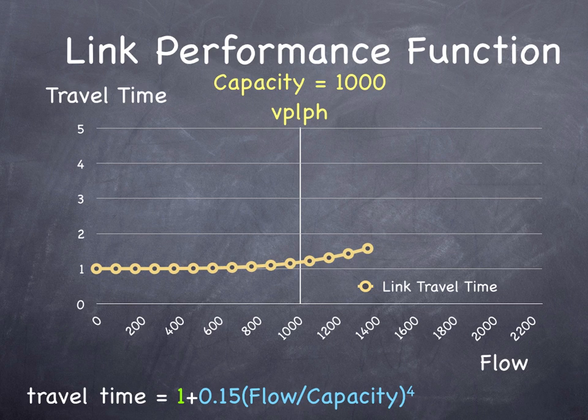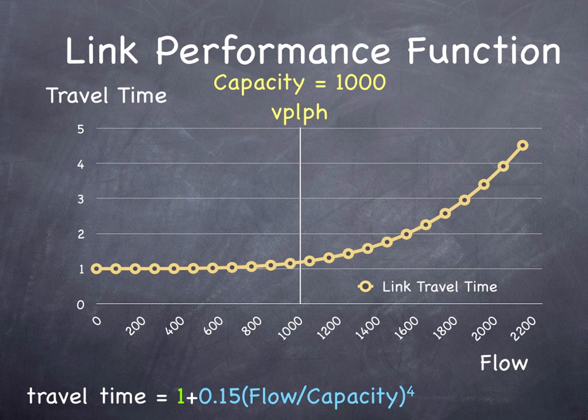This is a stylized example. The capacity is 1,000 vehicles per lane per hour. So when we talk about capacity in this course, generally we're talking about the capacity per lane. And here we have an expression which relates the travel time to the ratio of flow and capacity. The higher the capacity utilization, the higher the number of vehicles per hour trying to use the facility compared to the capacity of the facility, the more congestion there is.